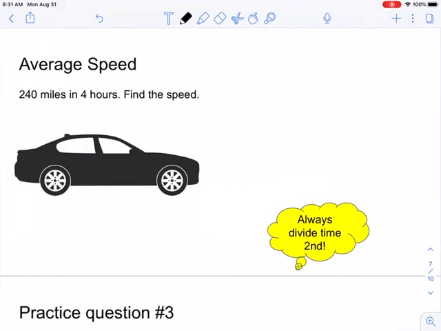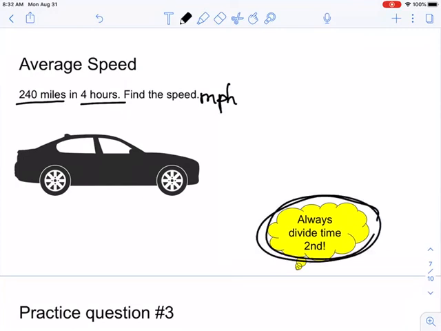Another type of unit rate that I mentioned earlier is average speed. So when we're talking about speed, we're talking about, in this case, miles per hour. So here's a car, and it can go 240 miles in 4 hours. So we want to find the speed. So speed means mph, miles per hour. Now, here's a little note. Whenever one of your units is time, you're always going to divide that time second. So 240 miles is going to go on top.